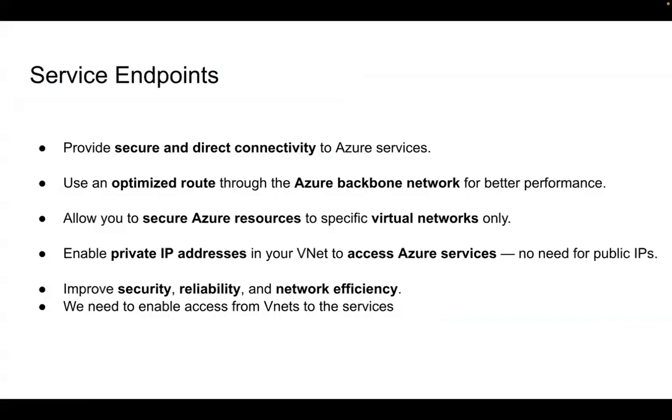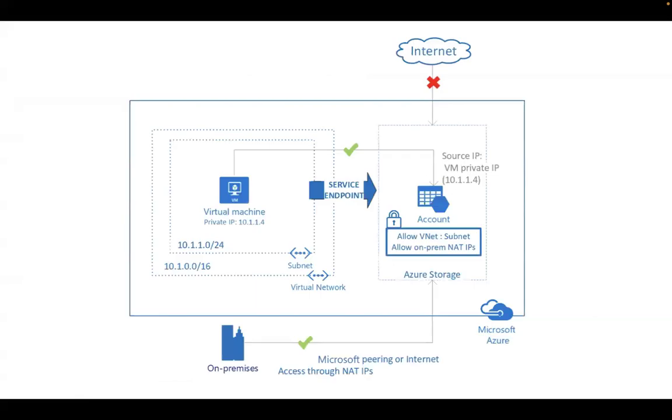So next is the service endpoints. In this diagram, if you see, we have one virtual network 10.1.0.0/16, and there is a subnet 10.1.1.0/24. This is a subnet inside a VNet, and there is a virtual machine. Now there is a storage account we have created.